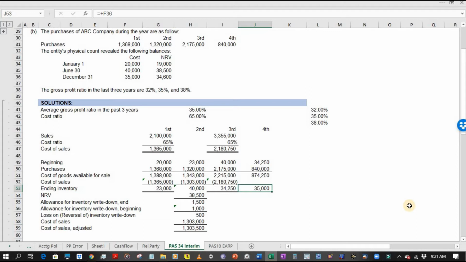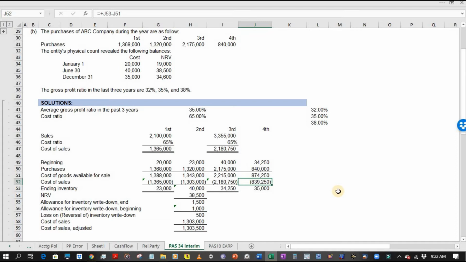Again, as I have said, since we are using the allowance method, the amount of initial cost of sales must be computed based on the cost of the inventory, regardless of whichever is lower. So the cost is 35,000 pesos. So the cost of sales before any adjustment is 874,250 less 35,000. That is 839,250 before any adjustments for inventory write down.